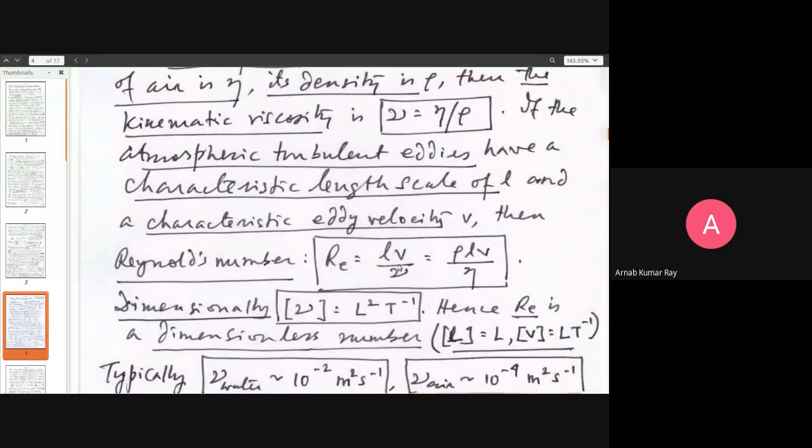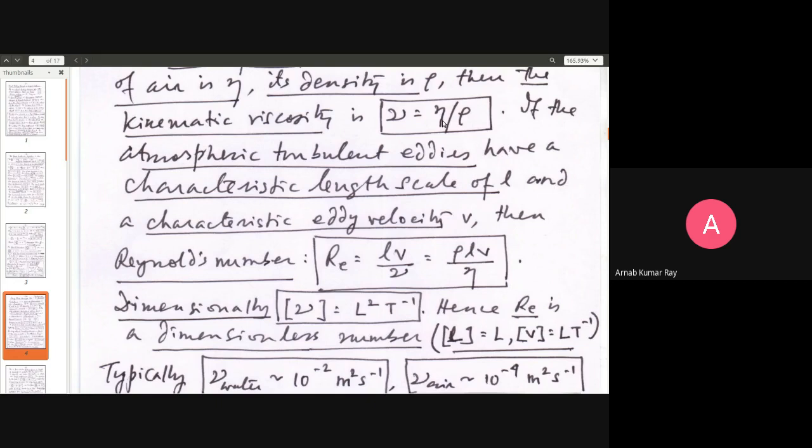Now length into velocity, and this thing nu is equal to eta by rho. Now this nu has the dimension of L squared per time. How will you be able to find out? There's no difficulty in finding this quantity out because I told you how to define the dimension of eta. Eta into dV/dz is equal to force per area, stress, right? So stress is force per area.